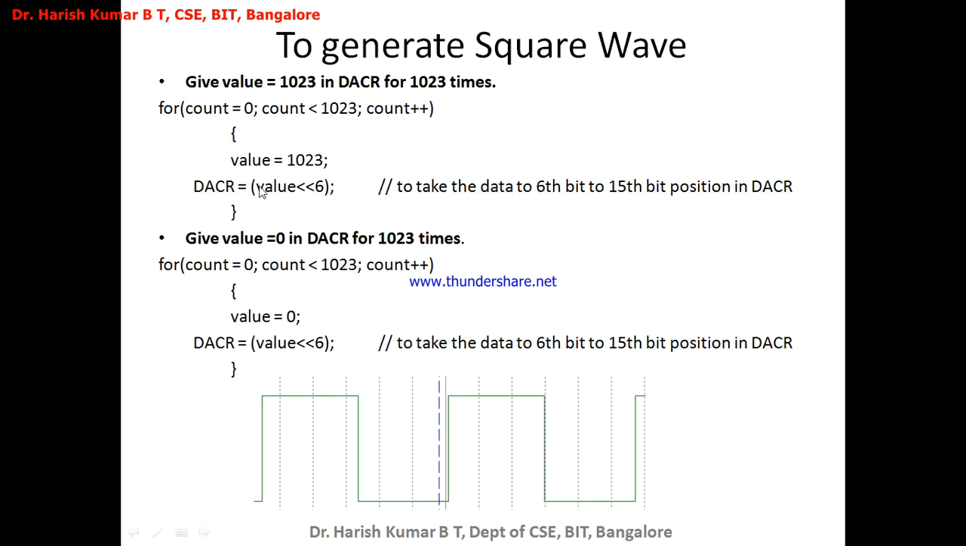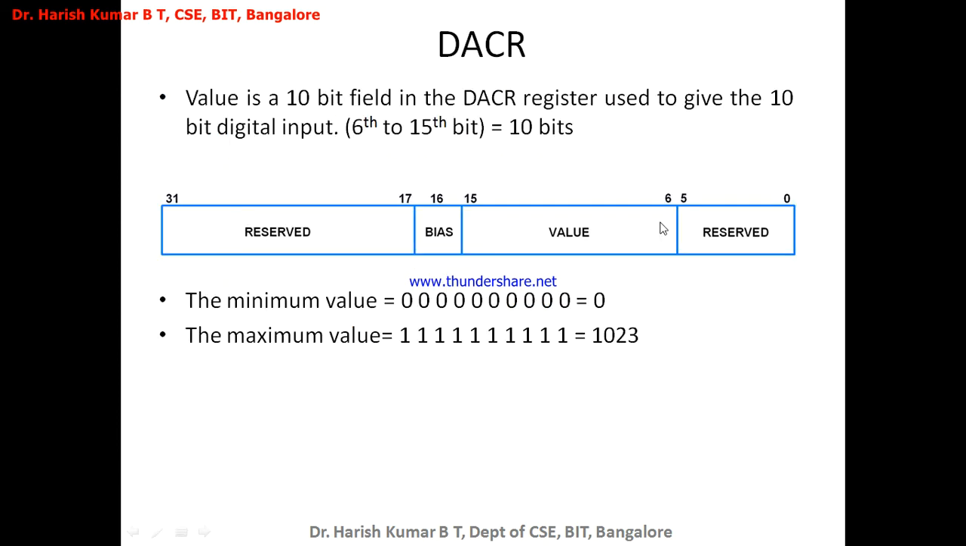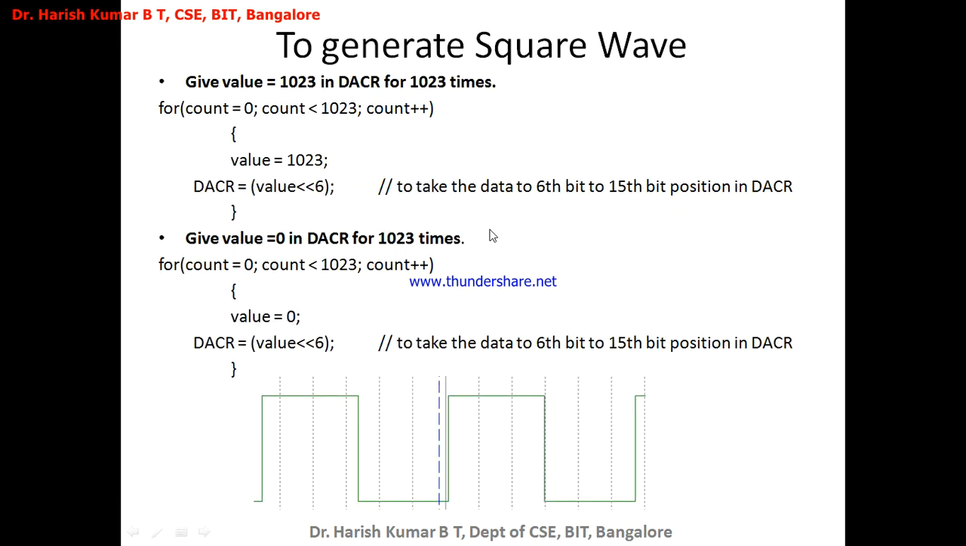Next, that value is written to DACR. Now DACR gets the value 1023 in the 6th to 15th bit. This is 0 and this is the 1023 value, the maximum. And this you repeat how many times? 1023 times. See, it's the same thing. It is repeated 1023 times.